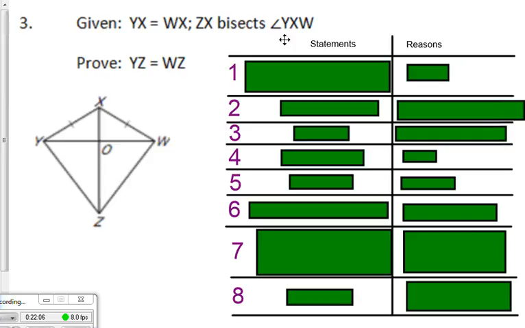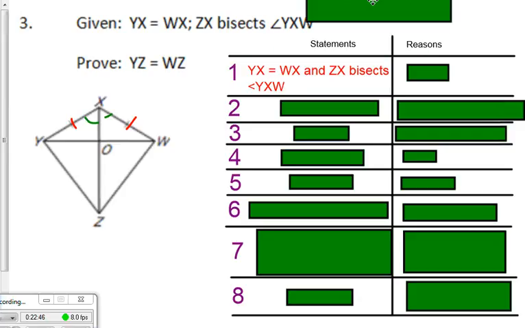Okay, so we're given this figure, Y, X, W, Z, a big kite-looking thing, with this intersection in the middle, O, so from Y to W, X to Z, where they meet is that spot O. We know that YX equals WX, so these two are the same. We know that XZ bisects the angle YXW. So I'm just going to draw in that information real quick. Make those ones the same. This angle is the same as this angle.